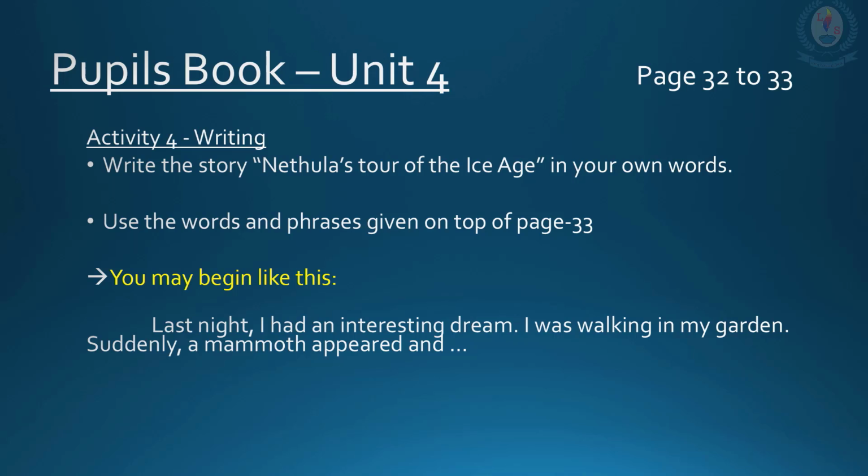Use the words on page number 33 to have a backbone to your story, basically to help you with what you need to write. But create a story. It's a dream, so you can imagine any event that might happen between you and the mammoth. Maybe you travel to some other area or another era, not the Ice Age, maybe the prehistoric age where dinosaurs were, right? So be very creative, and taking inspiration from Nethula's tour of the Ice Age and the words that are given, develop your own story, right?